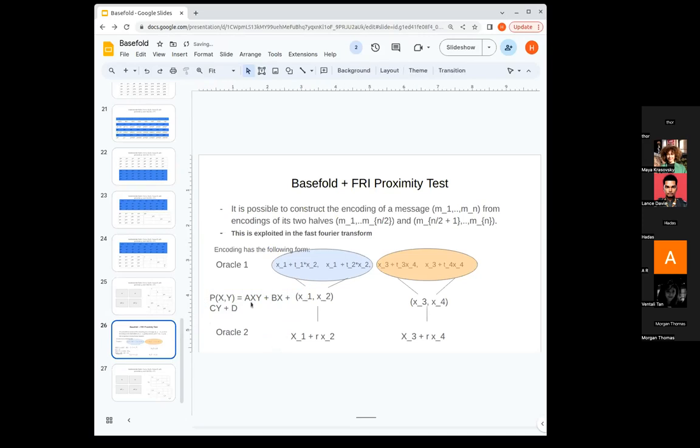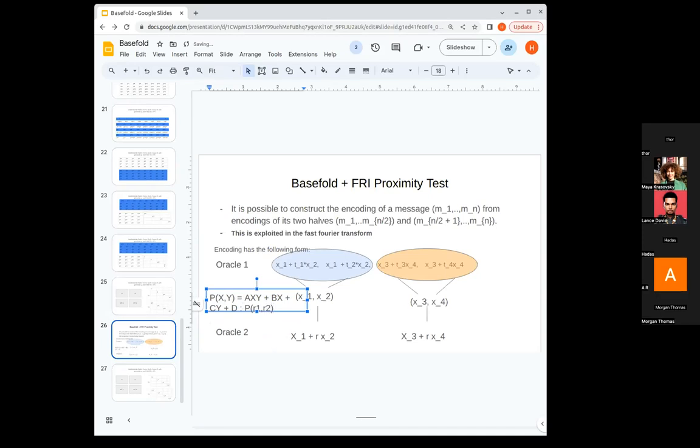The last oracle is going to be equal to P of R1, R2, where R1, R2 are the verifier queries. And that's very useful because we can then interleave it with the famous sum check protocol. If you're familiar with the sum check protocol, it proves polynomial evaluation. The only thing you need is oracle access to a polynomial.